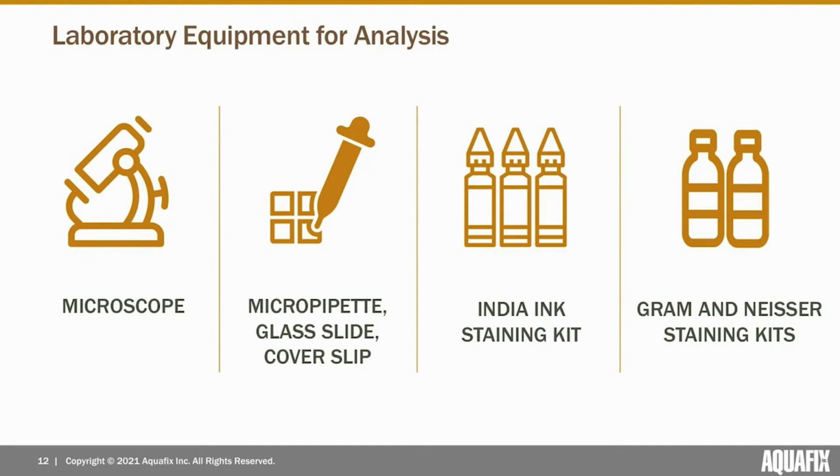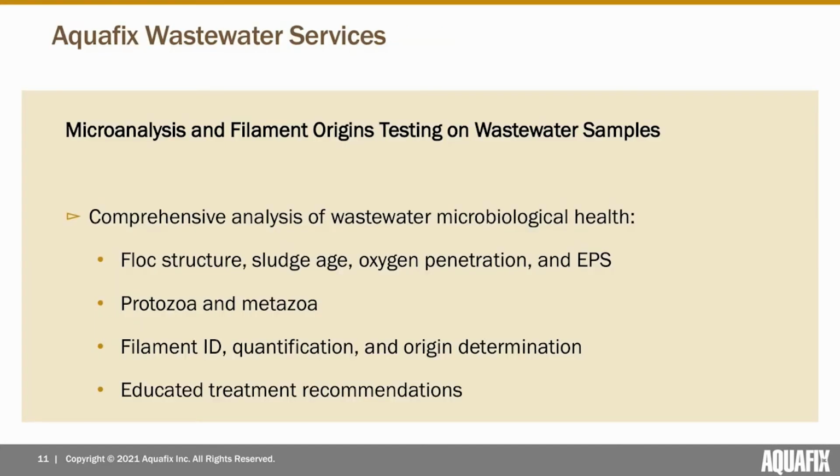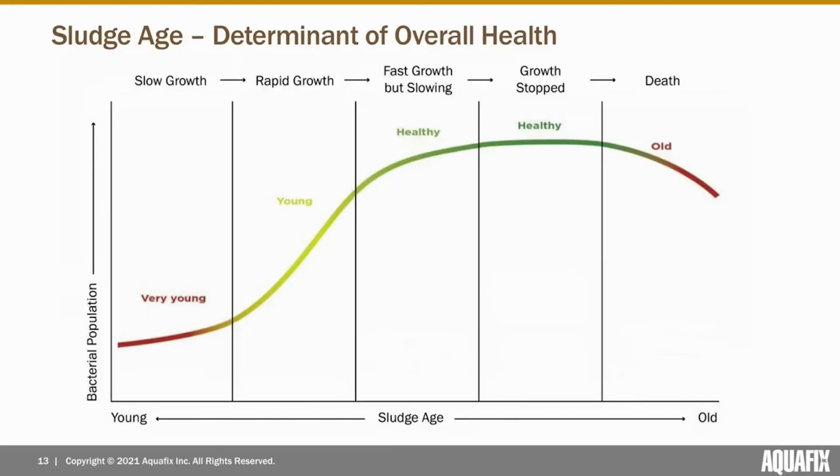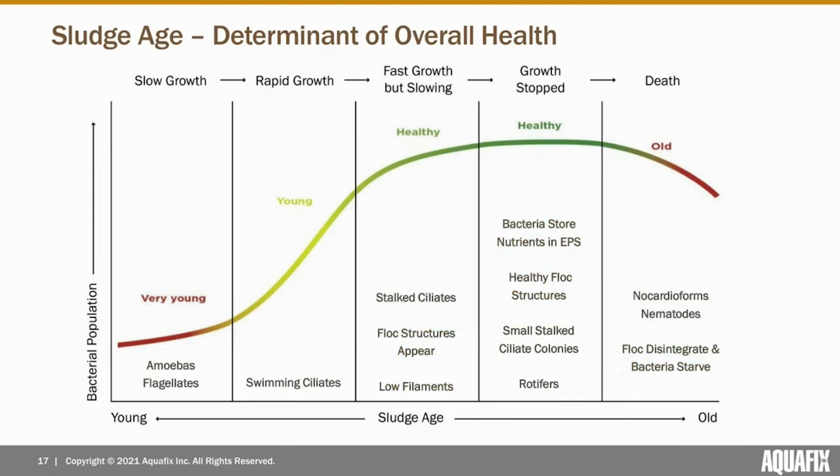One of the main components we focus on when determining the overall health of a plant is the sludge age. Knowing the sludge age within a plant is important, as many aspects of a plant's microbiology are a direct result of the age. Many factors help us determine the approximate sludge age within a plant, such as bacterial population, metazoa and protozoa, and overall floc health. Throughout the presentation, I will be referencing this diagram to help demonstrate how they connect.